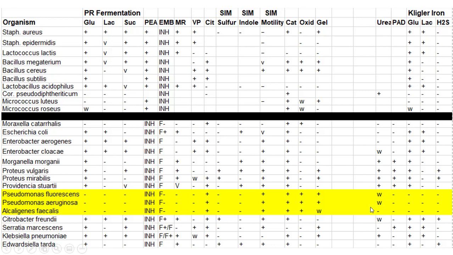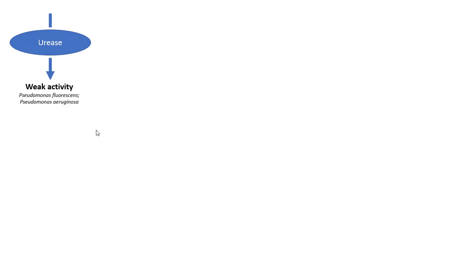Let's say that you decided to do the urease test. On your flowchart, you would have to indicate that you have 2 possible outcomes. P. fluorescens and P. aeruginosa would have weak urease activity, whereas A. faecalis would have no activity. So let's indicate that on our flowchart. We indicate the biochemical test, we indicate the possible outcomes, and list the bacteria for each outcome.